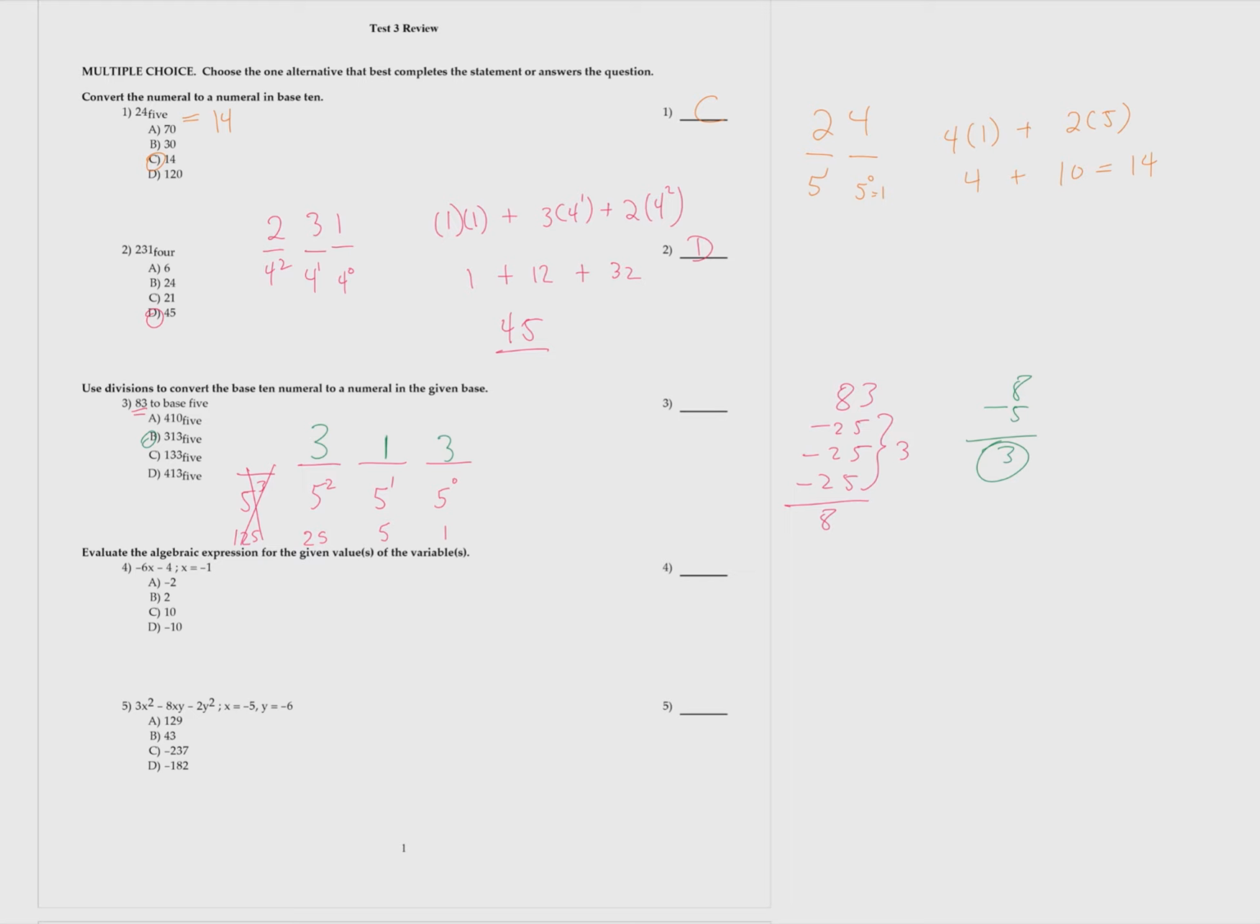So the answer for 3 is B. 313 base 5 is the same value as 83. Okay, the answer is going to be B.